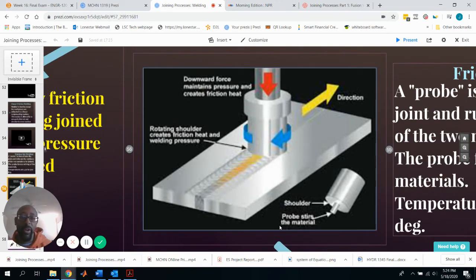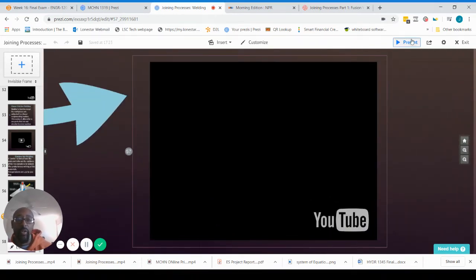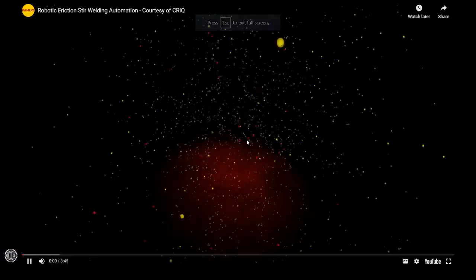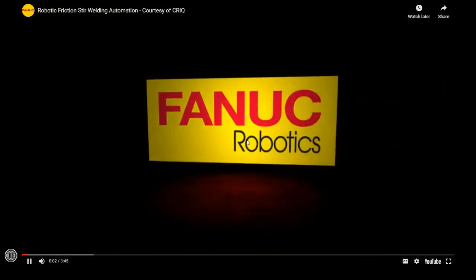So this is a diagram of friction stir welding. Here's your probe. Actually, the probe is right here, and then here's the shoulder. And so this probe underneath is mixing the metals together at this point right here. Here's a video of an application of the friction stir welding process.